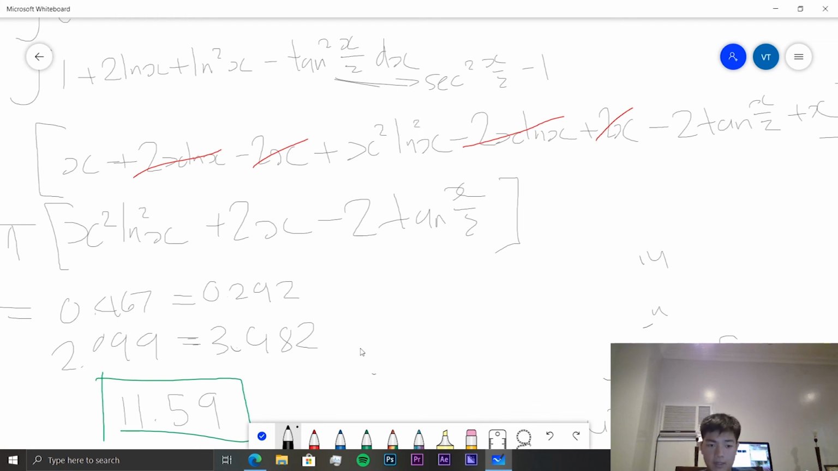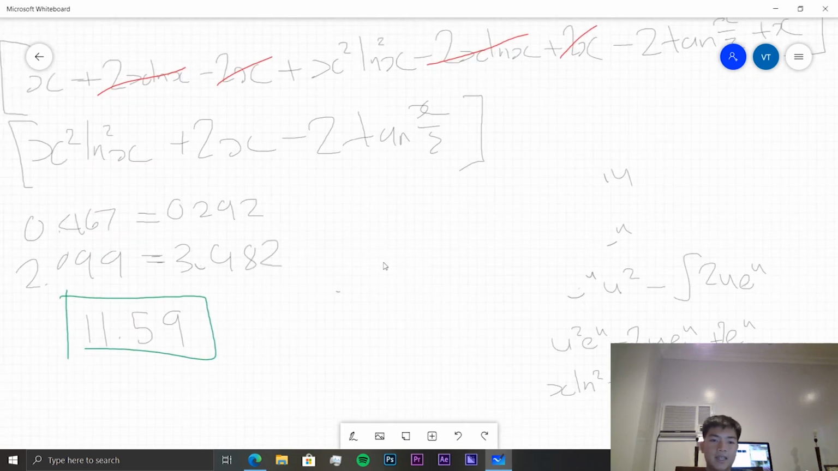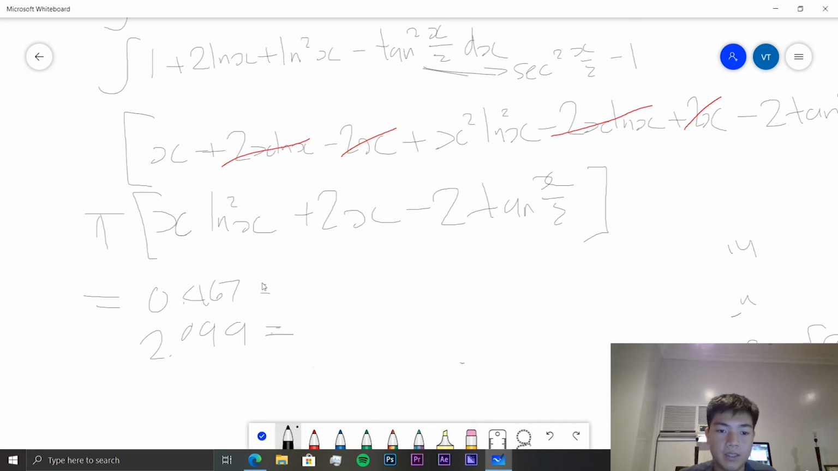Let's try it again. 2.099 squared, yeah, I think I messed it up. Wait. Yeah, see, it's x ln squared x here, not x squared ln x. So that's probably what's causing our issues. Sorry about that. I wrote here x squared ln x, not x ln squared x. It should be this. So let's try again.